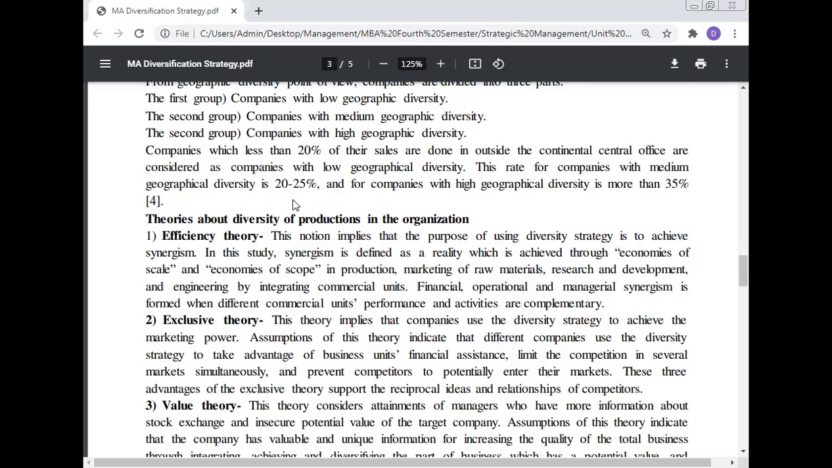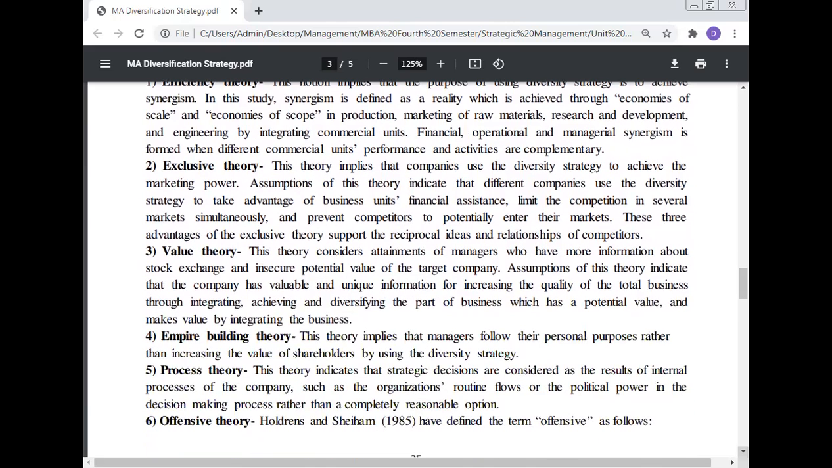Theories about diversity of production in the organization. Efficiency theory. This theory implies that the purpose of using a diversity strategy is to achieve synergy. In this study, synergy is defined as the reality achieved through economies of scale and economies of scope in production, marketing of raw materials, and research and development, by integrating commercial units, financial operations and managerial synergism, which is formed when different commercial units' performance and activity are complementary.